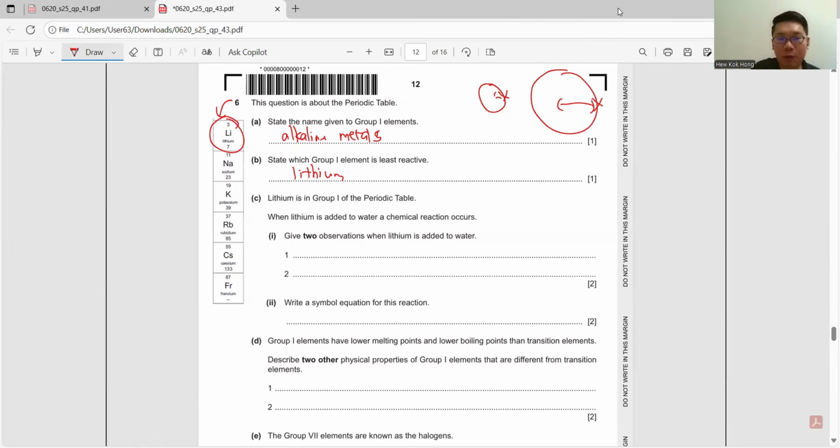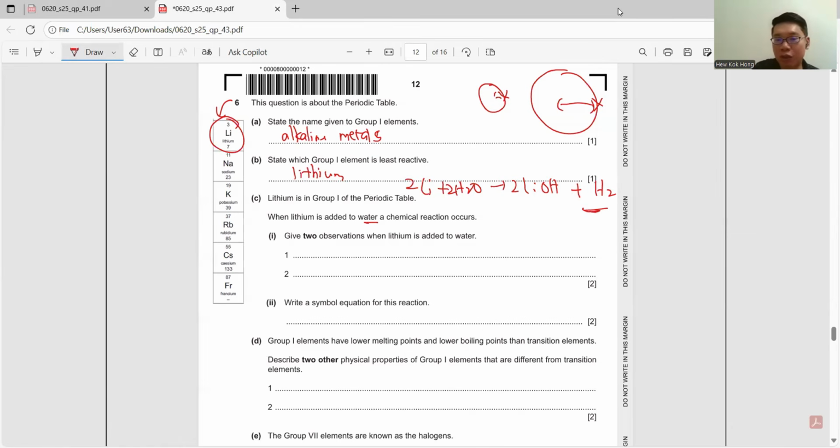So the one that hardest to do this will be the smallest atom, which is lithium. Lithium is in group 1 of the periodic table. When lithium is added to water, a chemical reaction occurs. So lithium and water will form alkali. Give 2 observations when lithium is added to water. Can you see not only lithium hydroxide is formed, hydrogen gas is formed also.